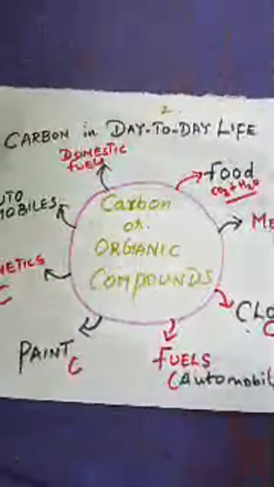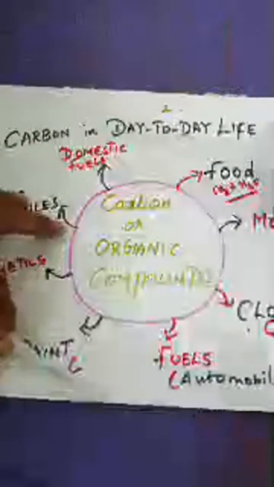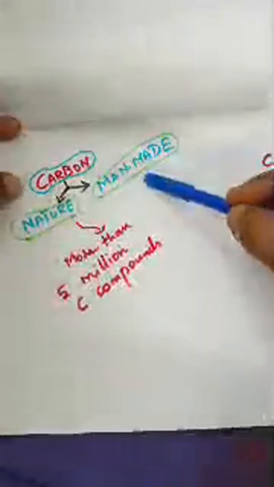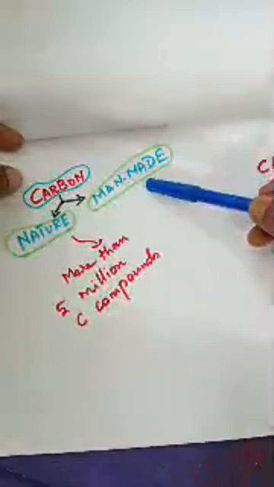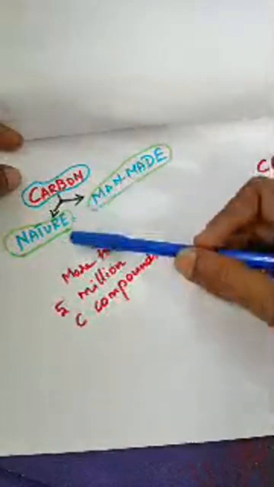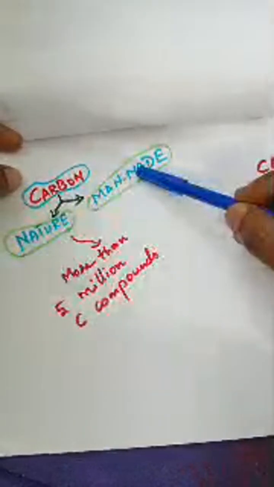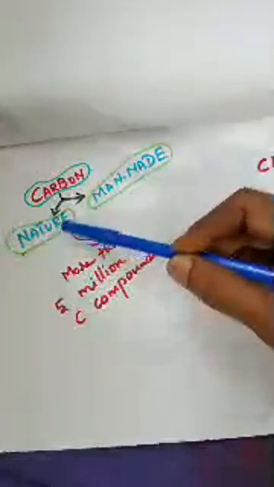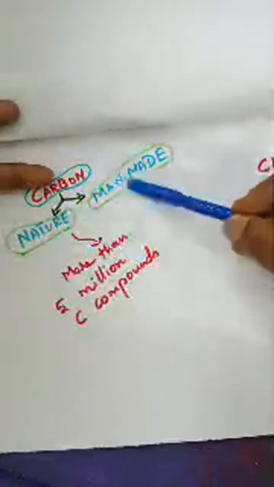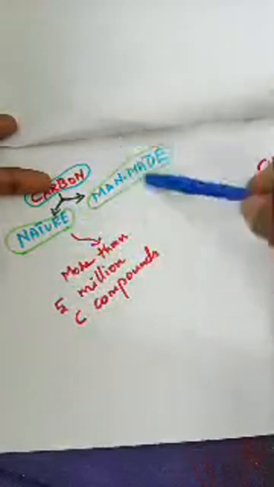This is the carbon compounds we studied in the previous class, and we also studied the natural as well as the man-made organic compounds. There are two varieties or types. Naturally occurring compounds are present, and man-made synthetic materials are also made of organic compounds.